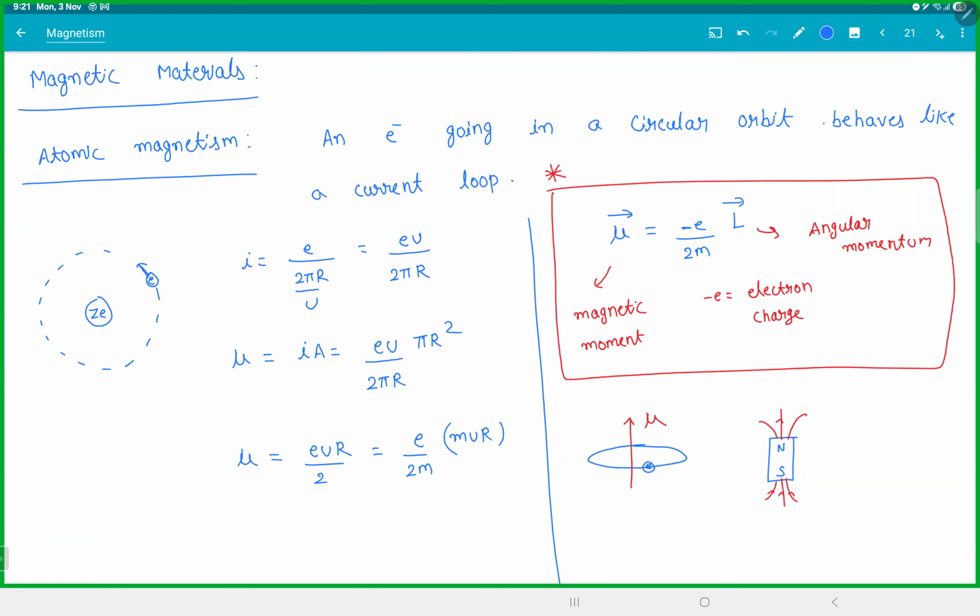Again, the fundamental question comes: why does a current produce a magnetic field? That we don't have an idea. That is the problem with science. At some point, you have to stop and say, we don't know.